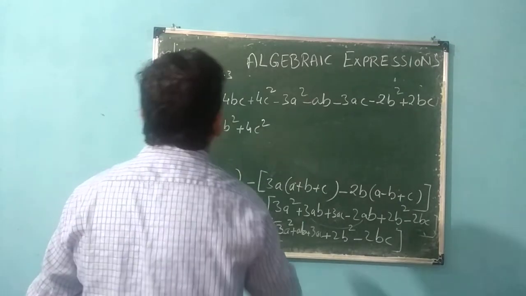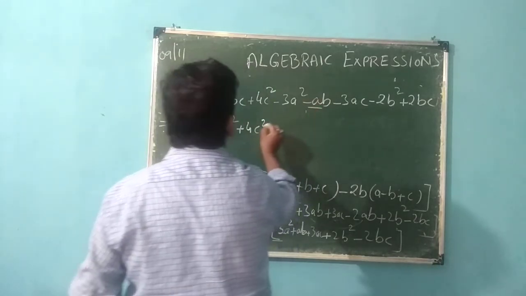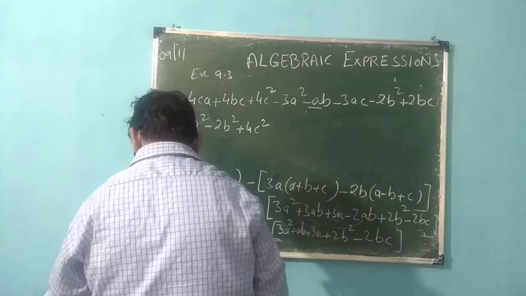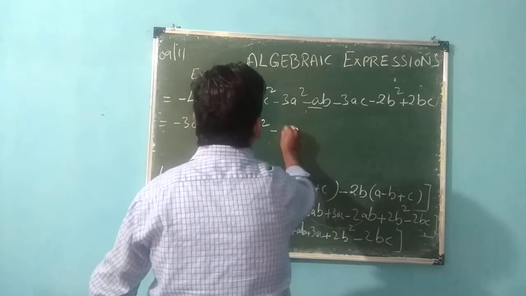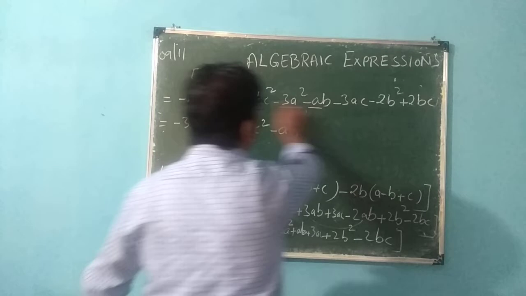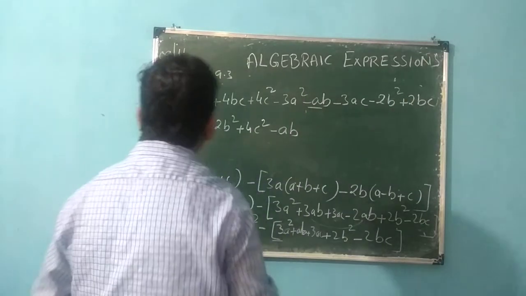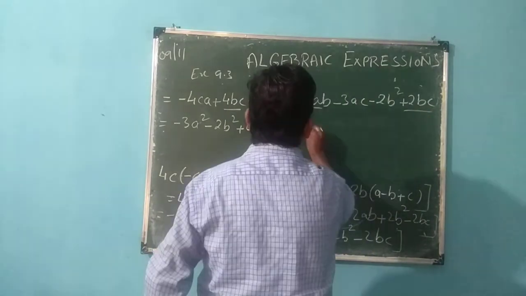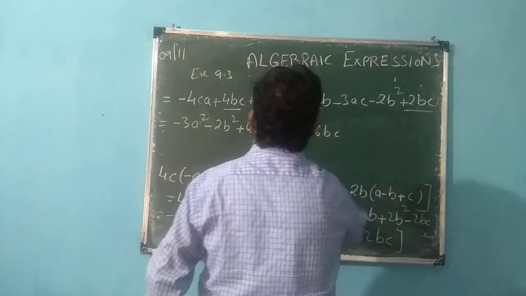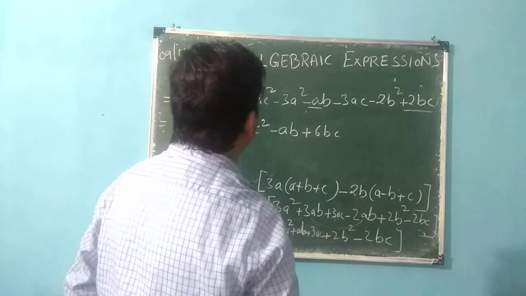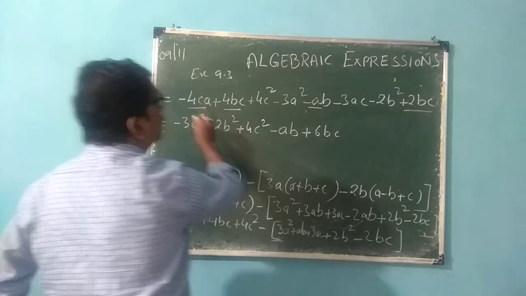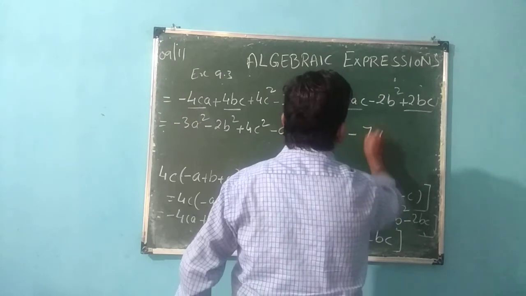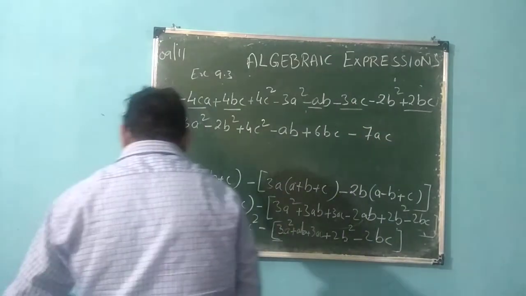After that, now minus ab is a single term. So let us write minus ab only. There is no other ab here. After that, you have this 4bc and twice bc will give me 6bc. Then you have minus 4ca minus thrice ca will give me minus 7ac.